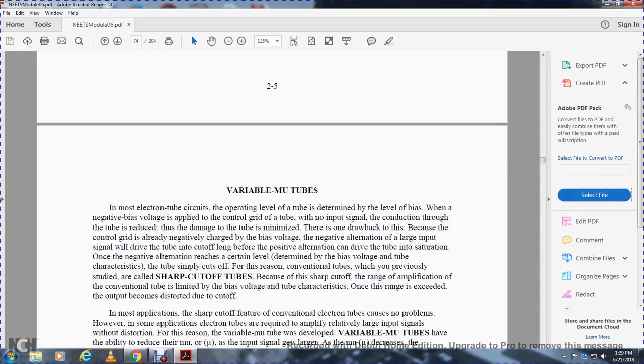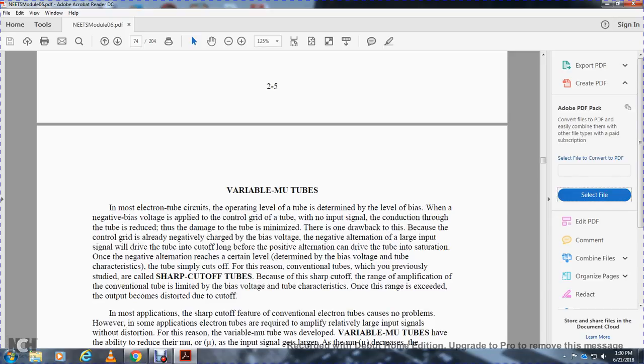The large input signal will drive the tube into cutoff long before the positive alternation can drive the tube. In saturation, the negative alternation reaches a certain current level determined by the bias voltage of the tube. This is the cutoff character of the conventional tube, which you previously studied as a sharp cutoff tube.